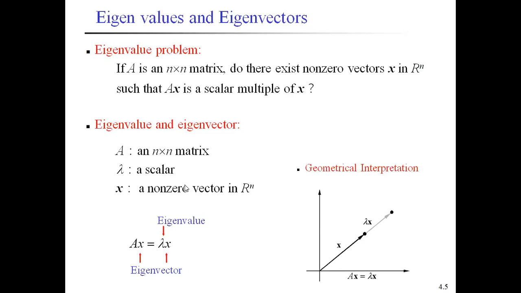So always you have to remember, A is an n by n matrix. Lambda, the scalar, is called the eigenvalue. The non-zero vector x in R to the power of n is called an eigenvector corresponding to the lambda value.